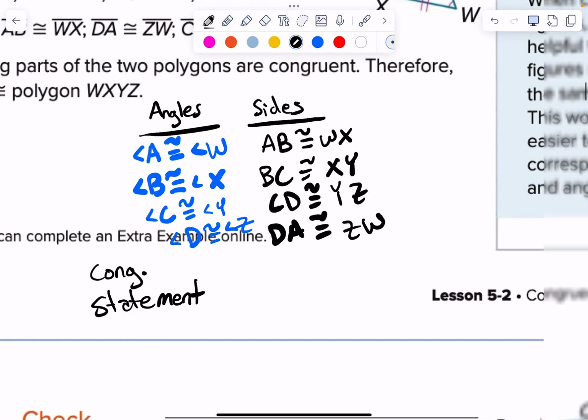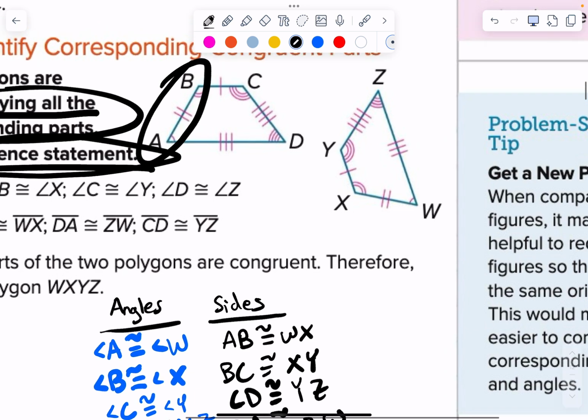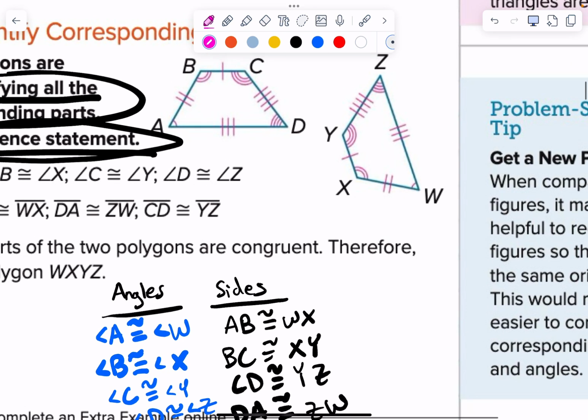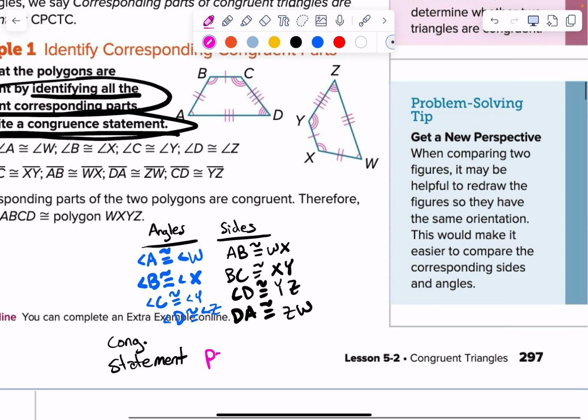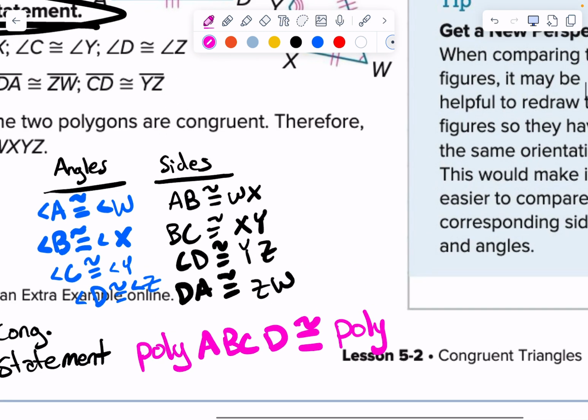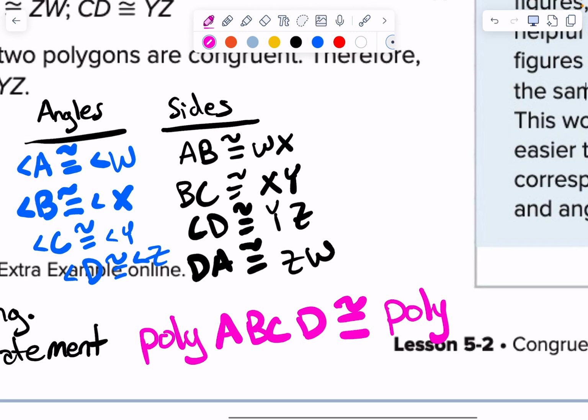Here's what the congruence statement says. This guy is a quadrilateral, but it's also called a polygon. So I'm just going to call it a polygon. What do you want to call the first polygon? Polygon ABCD. We name it with all the letters. Polygon ABCD is congruent to polygon... This is where it matters. You have to go in the correct order.